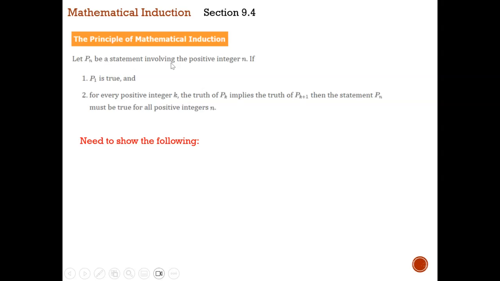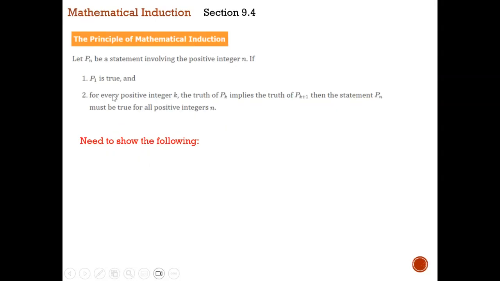It says let Pn be a statement involving the positive integer n, because you have to meet 2 requirements. For the first one, P1 is true, which means when you plug in 1 on both sides of the equal sign, it should give you the same answer. That means that it can be proven by mathematical induction. And then you're gonna substitute k for every n. And after that, you're gonna substitute k plus 1 for every n. Let me show you what I'm talking about, guys.